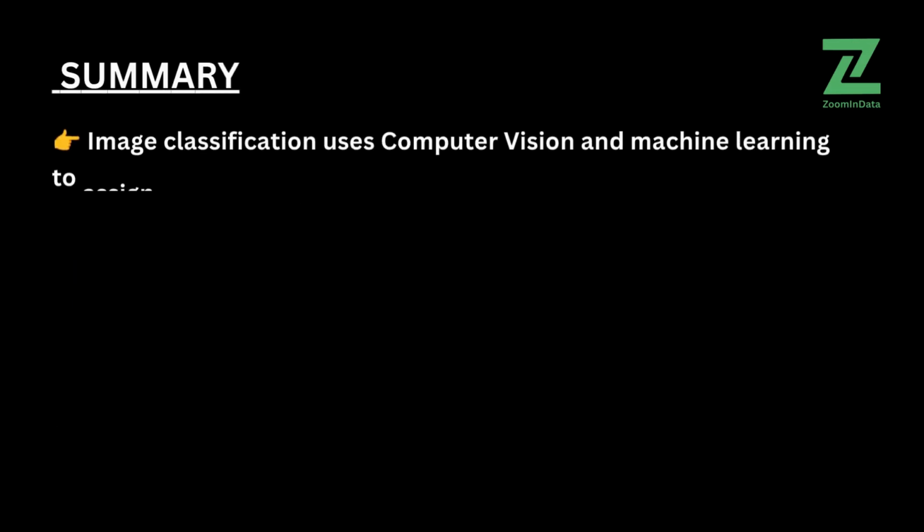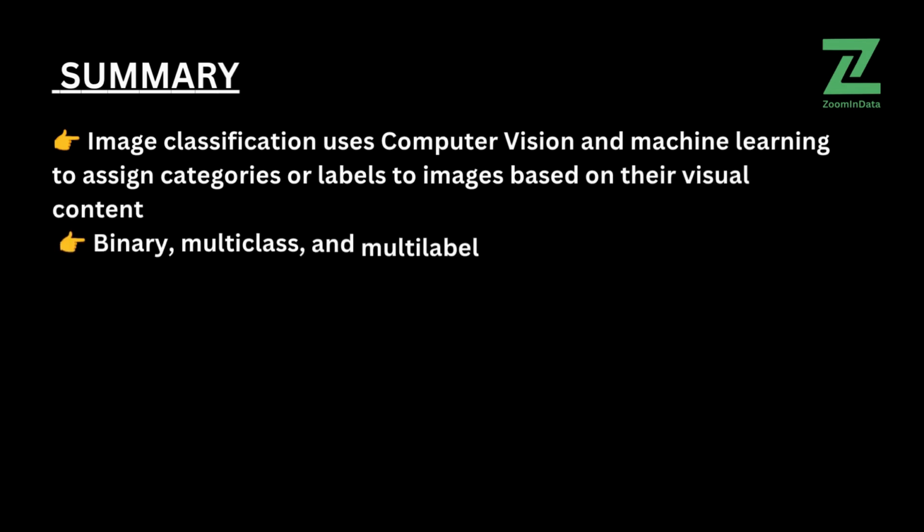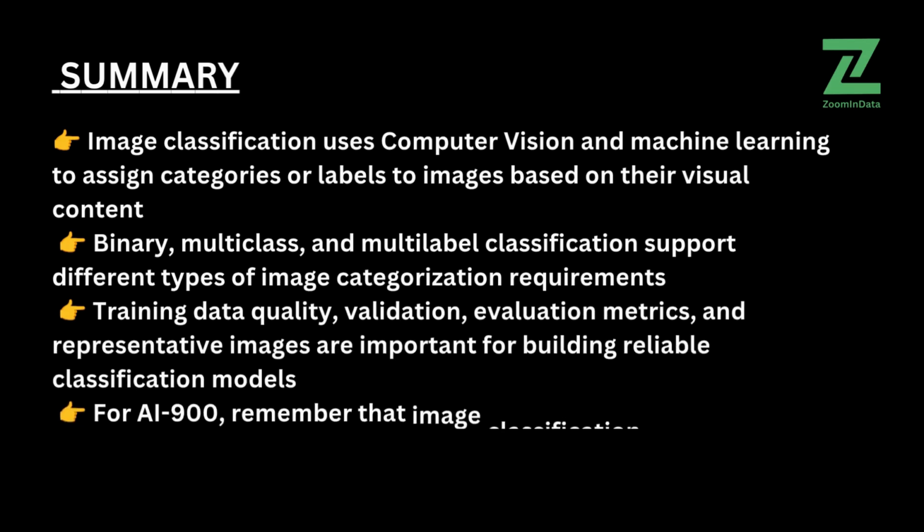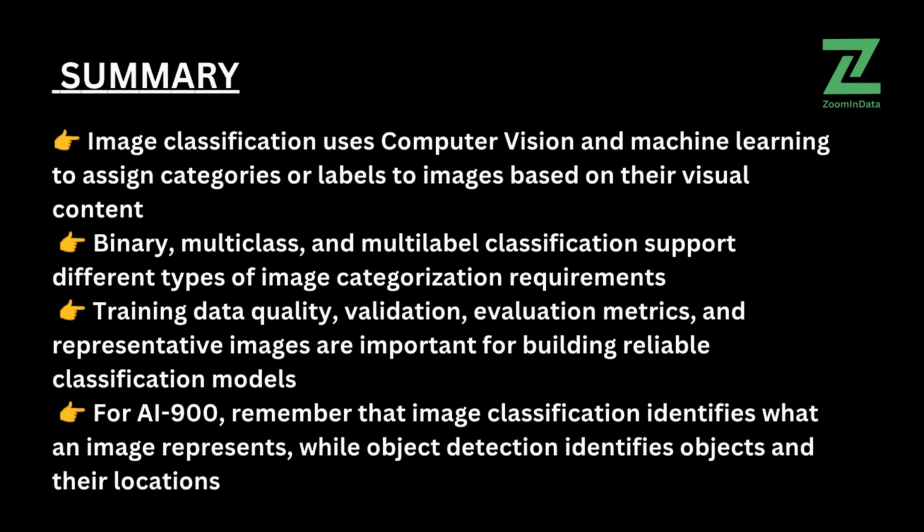Image classification uses computer vision and machine learning to assign categories or labels to images based on their visual content. Binary, multiclass, and multilabel classification support different types of image categorization requirements. Training data quality, validation, evaluation metrics, and representative images are important for building reliable classification models. For AI 900, remember that image classification identifies what an image represents, while object detection identifies objects and their locations.